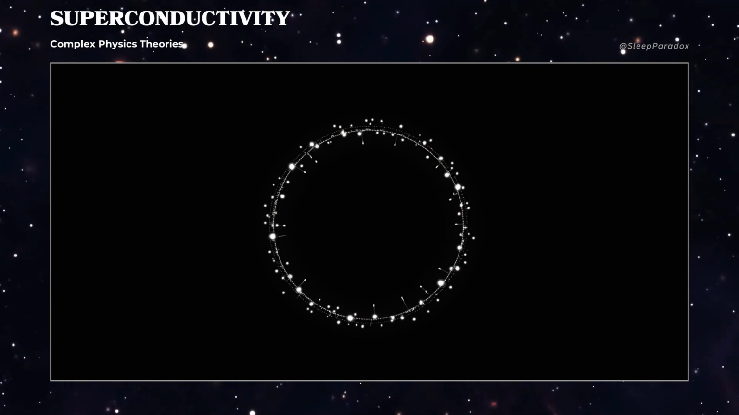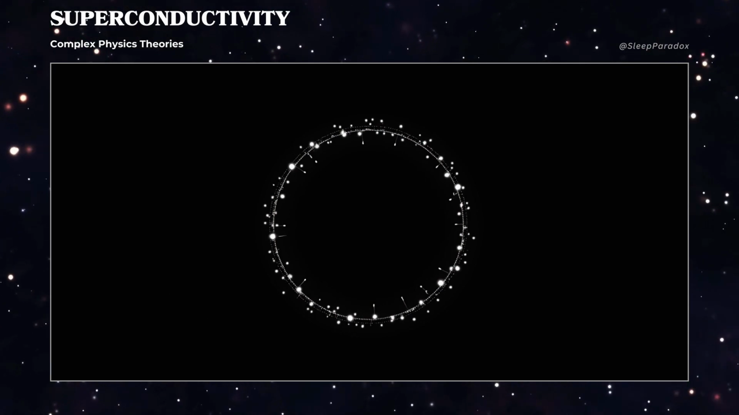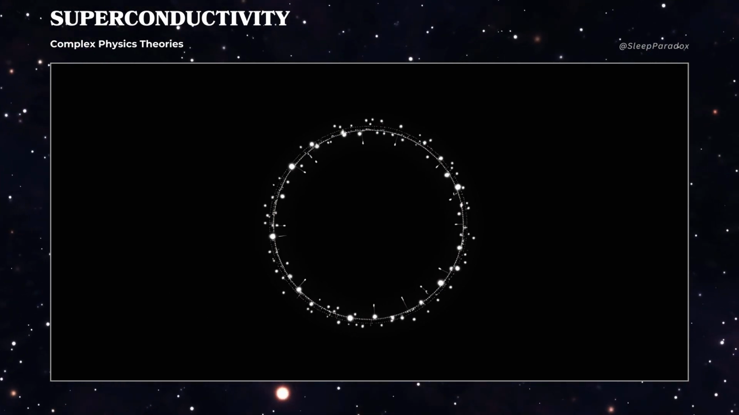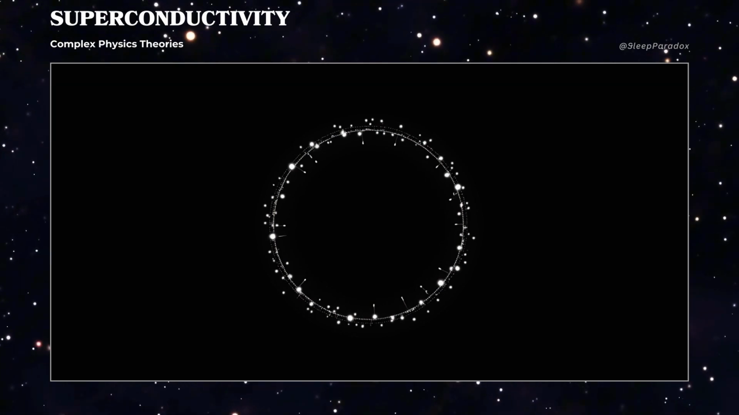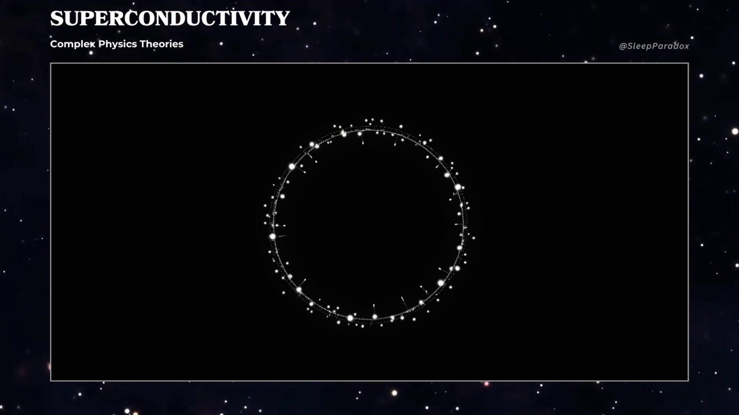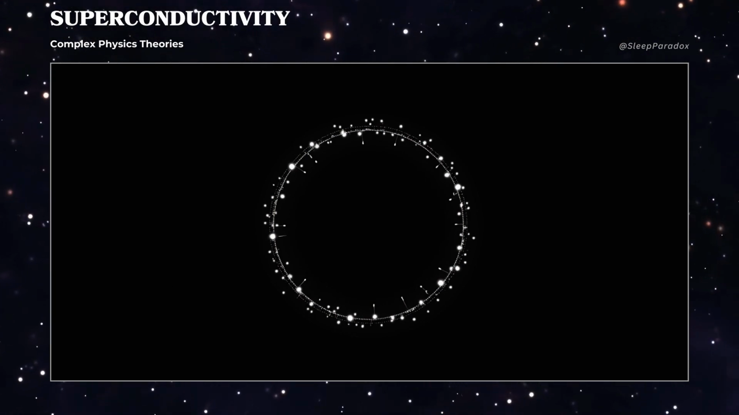As electrons move through the metal, they scatter off atoms and imperfections in the material. This scattering turns some of the electrical energy into heat. That's why wires get warm, and power is lost during transmission. But in a superconductor, that scattering disappears. The electrons flow as a perfectly coordinated stream.